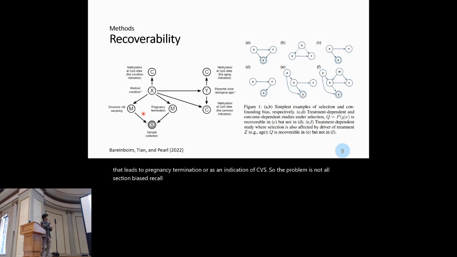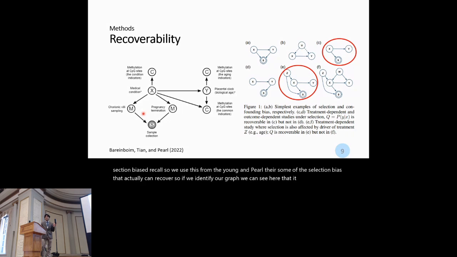So the problem is that not all selection bias is recoverable. We use this from Bareinboim, Tian, and Pearl: some of the selection bias can actually be recovered. If we identify our graph, we can see here that it is recoverable. Of course, we cannot completely recover it, because for some conditions, for example placental abruption, we don't have the phenotype data, but it might also lead to pregnancy termination. But at least we can improve as much as possible.